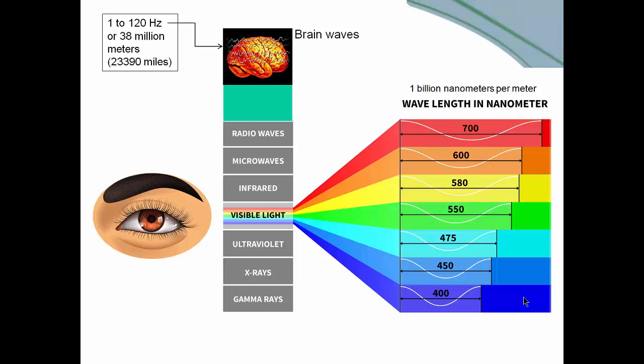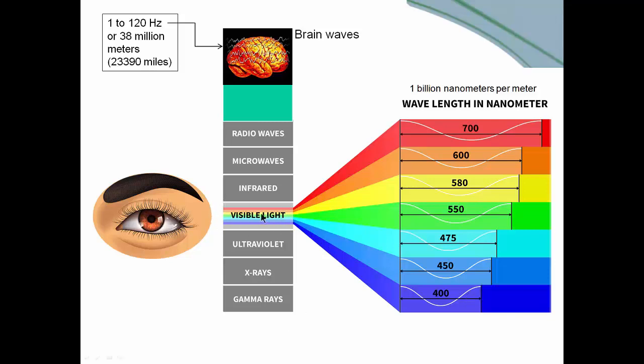But we really do not see infrared or microwaves or radio waves or ultraviolet light or X-rays or gamma rays. We don't see any of this, and we certainly don't see brain waves. So the cones and rods in our retinas are able to detect only a very, very narrow range of this energy.